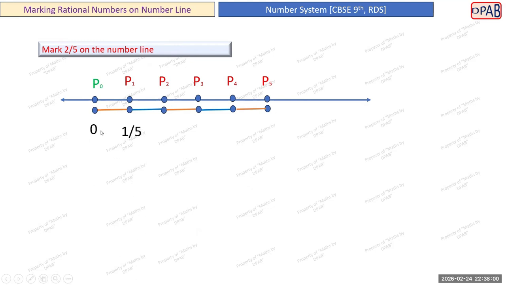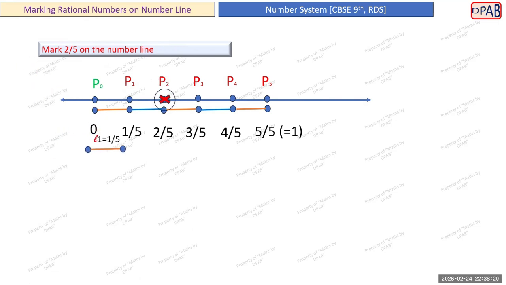So first point P0 is 0. P1 is 1 by 5. P2 is 2 by 5. P3 is 3 by 5. P4 is 4 by 5. And P5 is equal to 5 by 5, which is equal to 1. Right? Now 2 by 5, which point is it? It is obviously P2. Right? So you are able to make it.